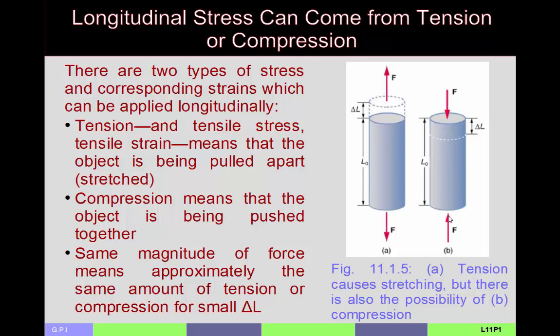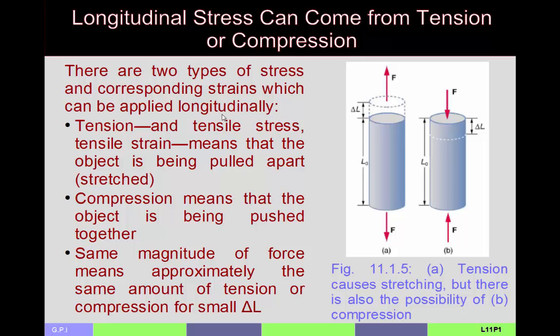On the other hand, there's also compression, which is the second part of this figure, in which the force is directed inward on the object that's being stressed. And so it decreases its length. It compresses, in other words, or contracts from its equilibrium position to some shorter length, as shown by this dotted line. So usually what happens is that the same magnitude of force means about the same amount of tension or compression for a small delta L.